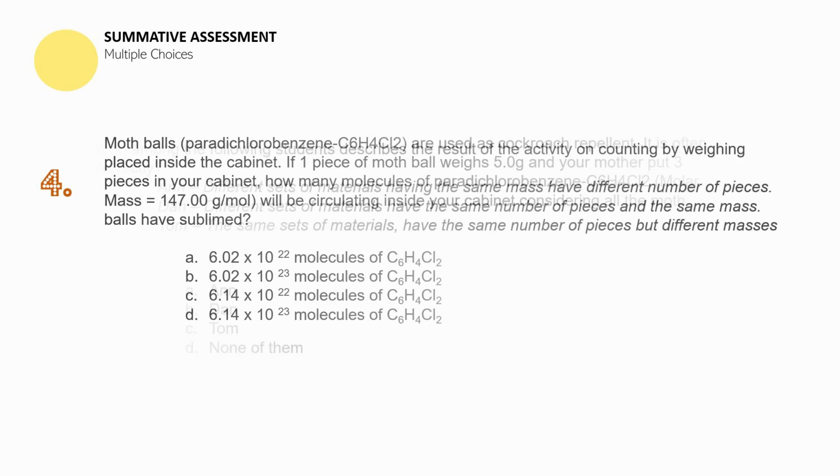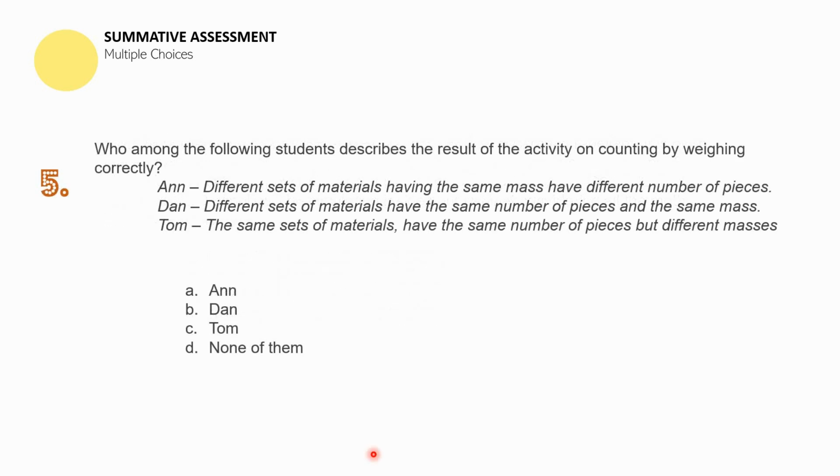Question number 5. Who among the following students describes the result of the activity on counting by weighing correctly? A. Anne: different sets of materials having the same mass have different number of pieces. B. Dan: different sets of materials have the same number of pieces and same mass. And then C. Tom: the same sets of materials have the same number of pieces but different masses. Is it A, Anne, B, Dan, C, Tom, or D, none of the above?